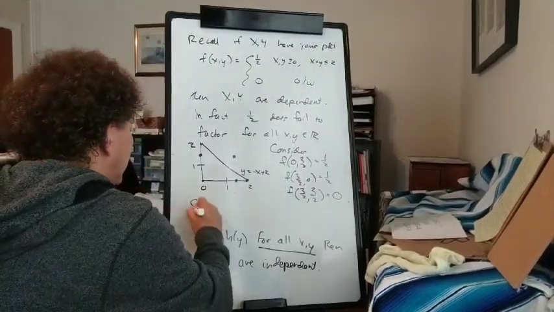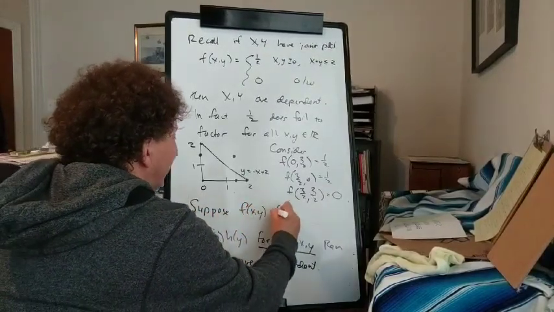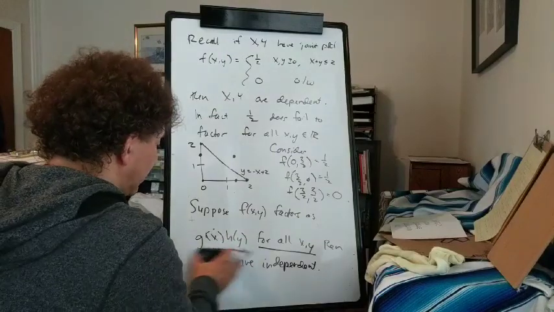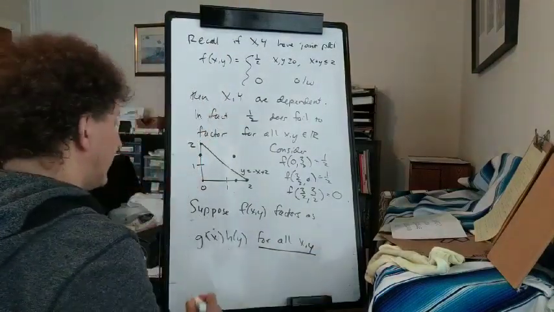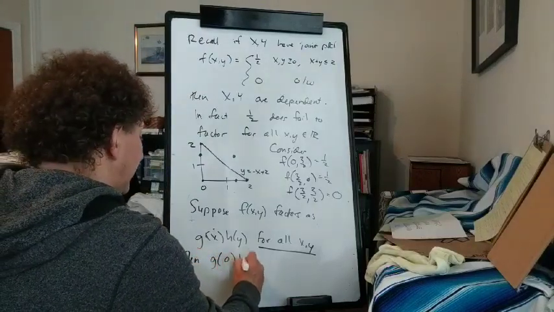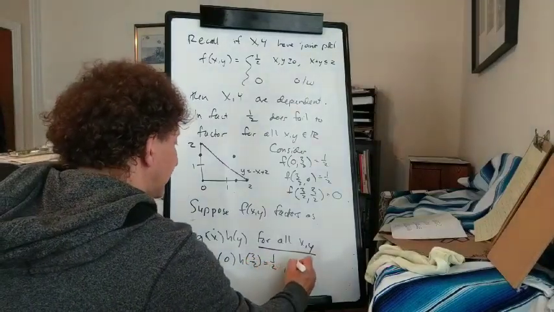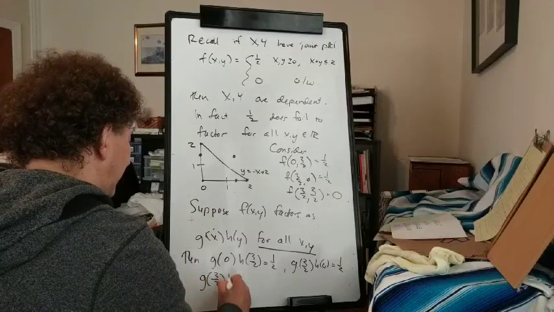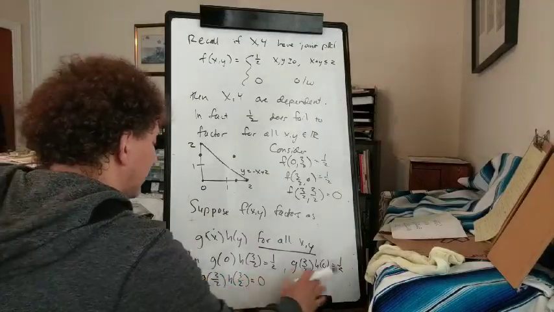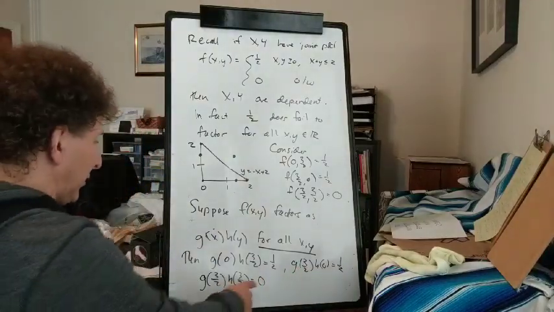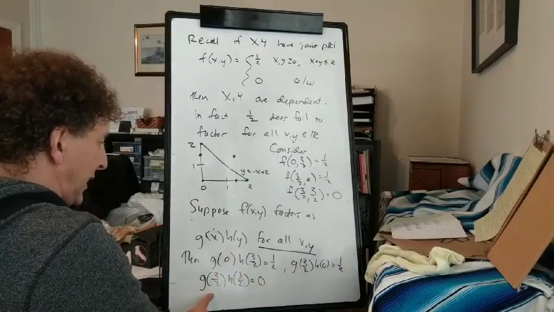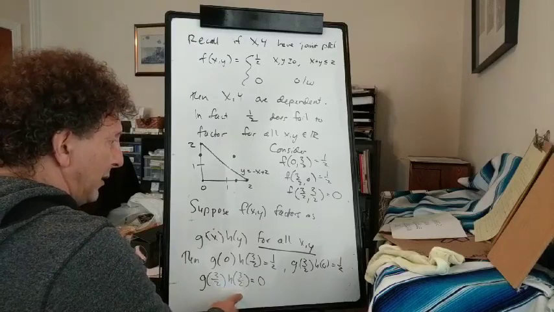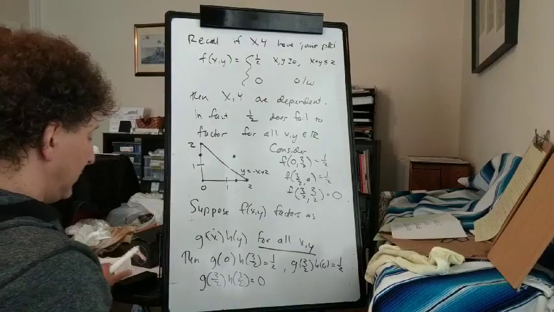So let's suppose that f of xy factors as g of x, h of y for all x, y. So then g of 0, h of 3/2 equals 1/2. G of 3/2, h of 0 equals 1/2. And g of 3/2, h of 3/2 equals 0. Well, if g of 3/2, h of 3/2 equals 0, then one of these two things has to be 0. But if g of 3/2 is 0, then that contradicts this first equation, where we have two numbers multiplying to be 1/2. And if h of 3/2 is 0, that contradicts the second equation. So we have a contradiction here.